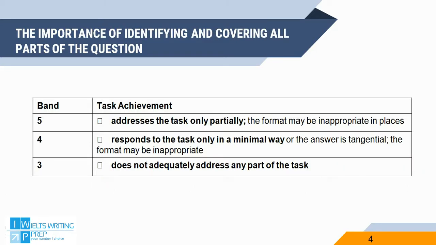Now let's take a look at the second part of task response, which is covering all parts of the question. Now, a 3 does not adequately address any part of the task. So here the answer is really off topic. For a 4 and a 5, we're not really covering all parts of the task. Okay, so for a 4, responds to the task only in a minimal way, and for a 5, addresses the task only partially. Okay, so here we are not covering all parts of the task, and this is very common.